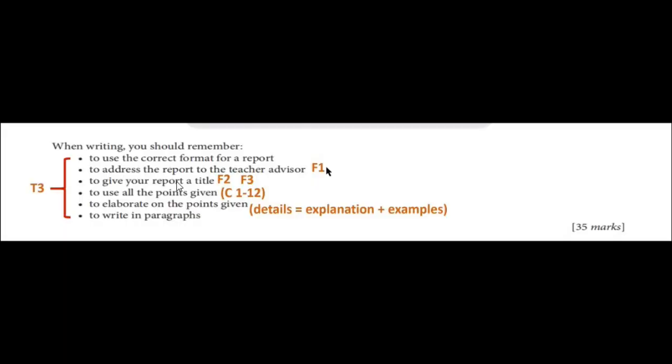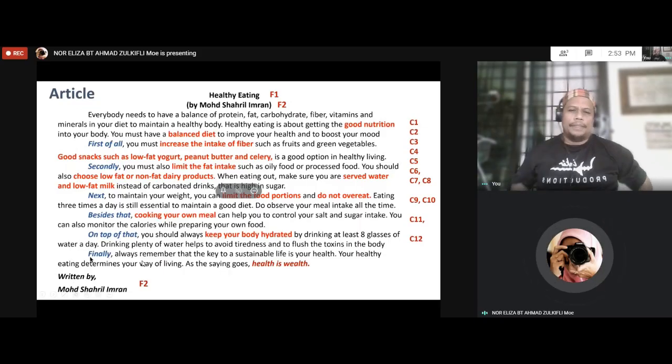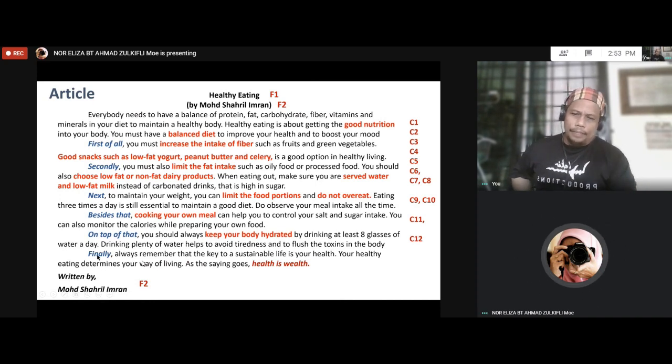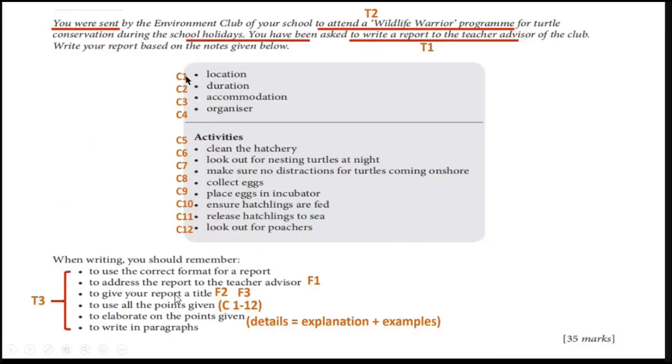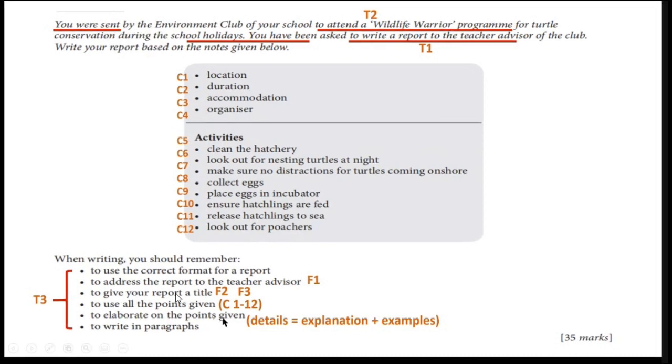It's not your address. It's not your home address, and it's not your teacher's address. Sequence connectors show your points; organization is very important. I told you to label from content point number 1 to content point number 12 because it's important for you not to miss any of the points. Marks are given for the points, so don't waste them. And once you have elaborated, again, elaboration is very important. The details are the explanation plus some examples.